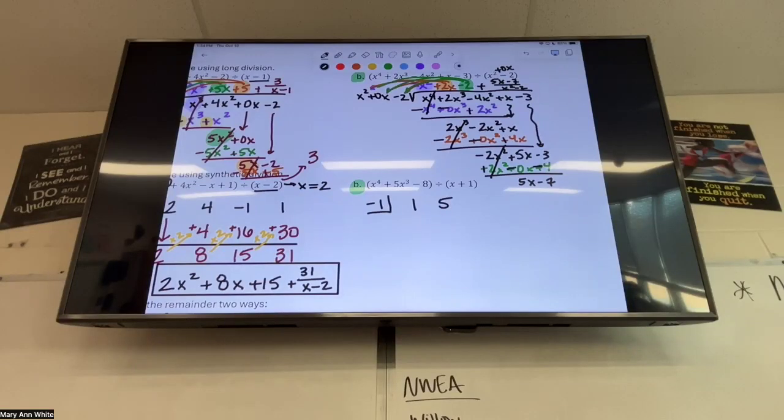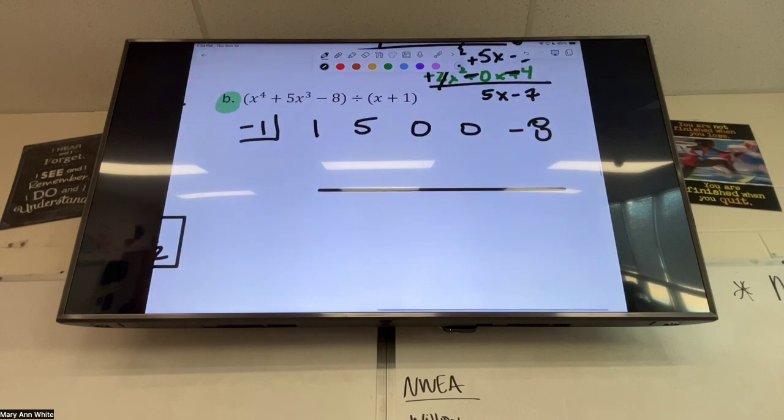I need zeros. How many zeros? 2. I've got x to the 4th, x to the 3rd, so I need a 0x squared and a 0x, and then I have a constant. So I just need 2 zeros. And then I'm gonna leave a little bit of space and I'm gonna draw my line. What do I do next? Bring that 1 down.